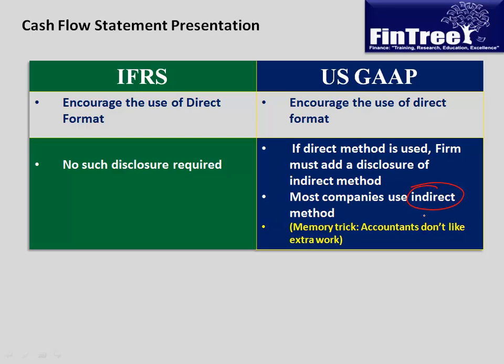And again, it's not very difficult to remember because from an accountant's perspective, if you make direct, you still have to make indirect in the notes to accounts. So why not simply make indirect, right? So please remember, US GAAP, if you make direct, you have to disclose indirect in the notes to accounts. There is no such disclosure requirement in IFRS.